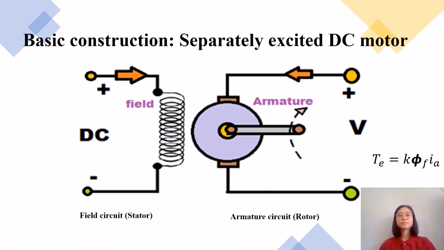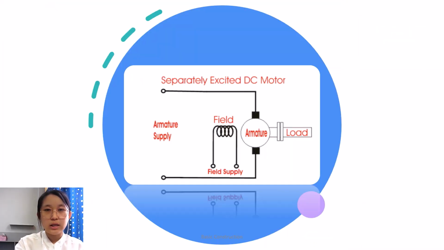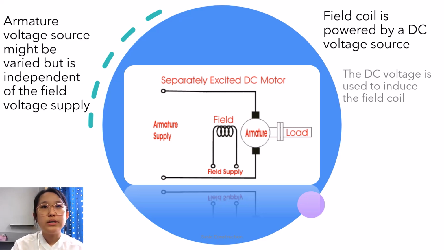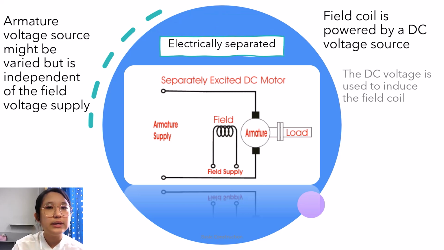Hi, I'm Lin Qin and I will continue with the construction. As you can see, there are two coils separated. The field coil is powered by a DC voltage source, while the armature voltage source might be varied, but it is independent of the field voltage supply. Thus, those coils are electrically separated. That's why it is called the separately excited DC motor.